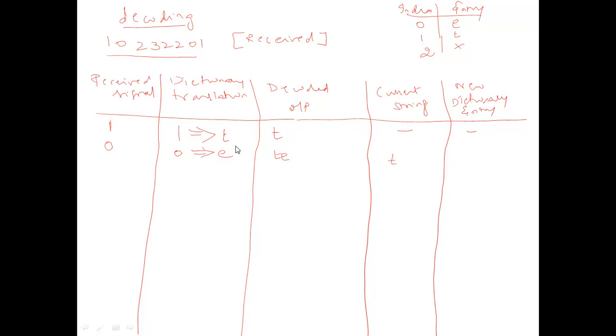Whatever is the previous translation plus the first letter of the present translation. The first letter of the present translation is E. So this is the current string. Now the dictionary entry is TE with the index 3, because already 0, 1, 2 are there. Now the new entry will come in the index 3.